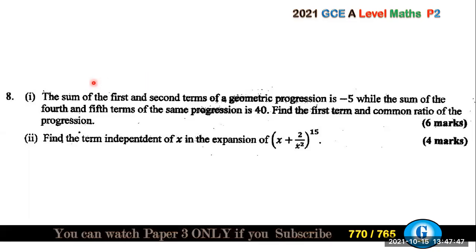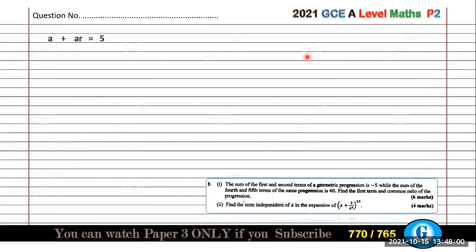So you have been told that the sum of the first two terms is minus 5. You know the first term is a, and the second term is ar. So we have a plus ar to be equal to minus 5. And we have been told that the sum of the fourth and fifth terms of the same progression is 40. The fourth term is ar to the power 3, as you know, and the fifth term is ar to the power 4, and this is equal to 40.